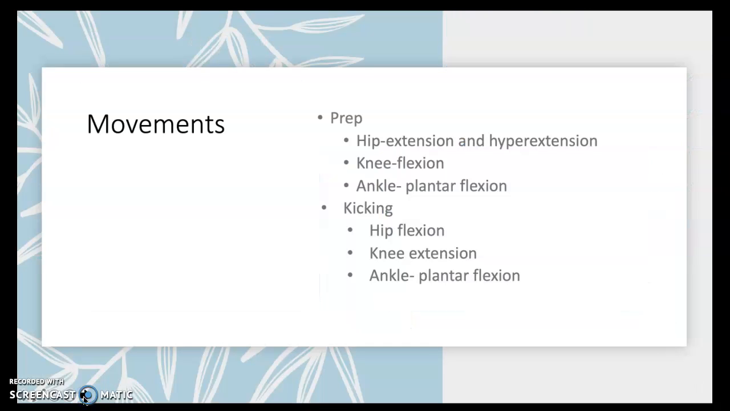For the movements during the prep phase, such as the running up and the planting, will be your hip extension and hyperextension, knee flexion, and ankle plantar flexion, while kicking and the follow through will be the hip flexion, knee extension, and ankle plantar flexion.